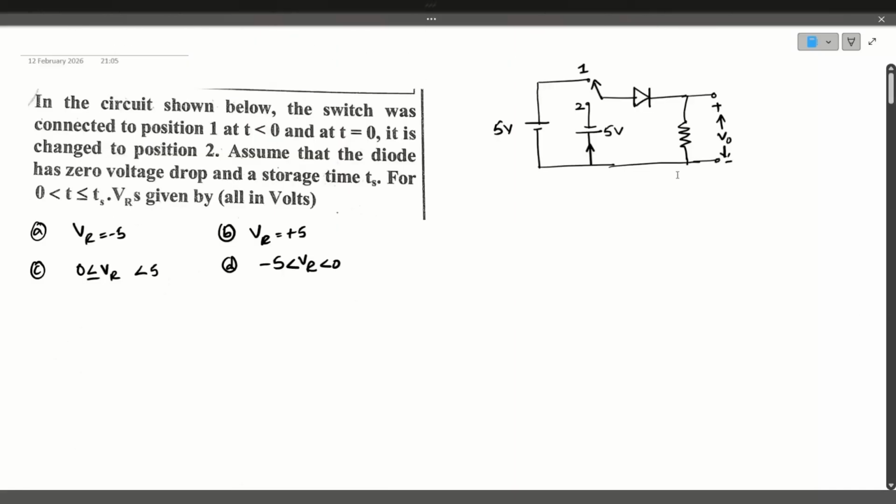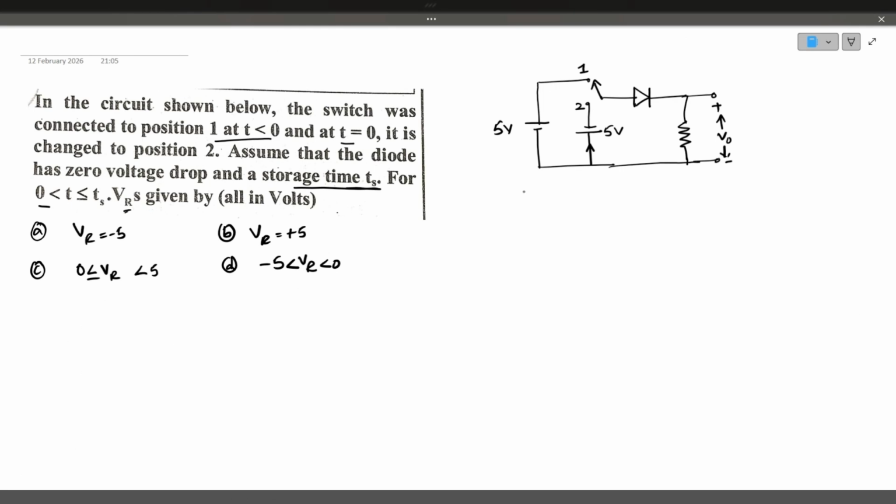First, coming to the first question: in the circuit shown below, the switch was connected to position 1 at t less than 0. At t equals 0, it is changed to position 2. Assume that the diode has 0 voltage drop and a storage time Ts. For t varying from 0 to Ts, what is VR?